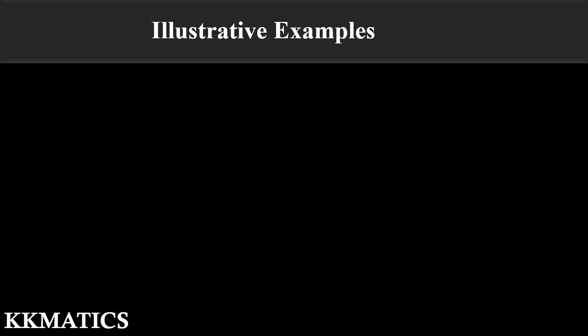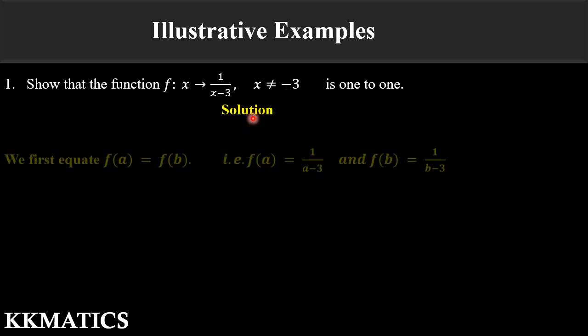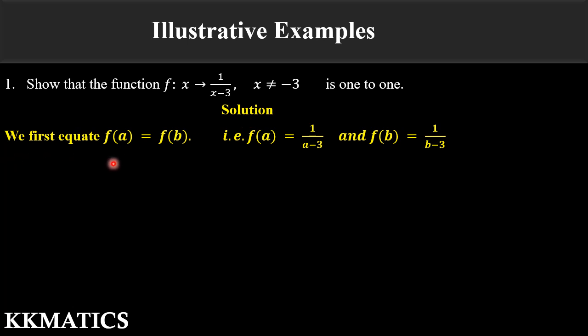Let's consider an illustrative example here. Show that the function, where the function maps from x to 1 over x minus 3, where x is not equal to minus 3, is one-to-one. To do that, the first thing we do is equate f of a to f of b. So we're going to use this function here, as you can see there.